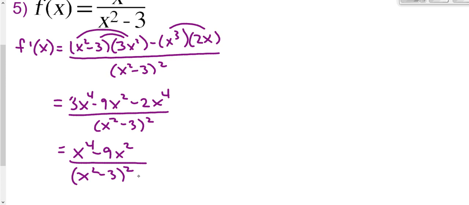Now, if we want to find out where the derivative equals 0, we should set the numerator equal to 0. If we want to find out where the derivative does not exist, we should set the denominator equal to 0. We want both, so we're going to do both of those. So let's set the numerator equal to 0.